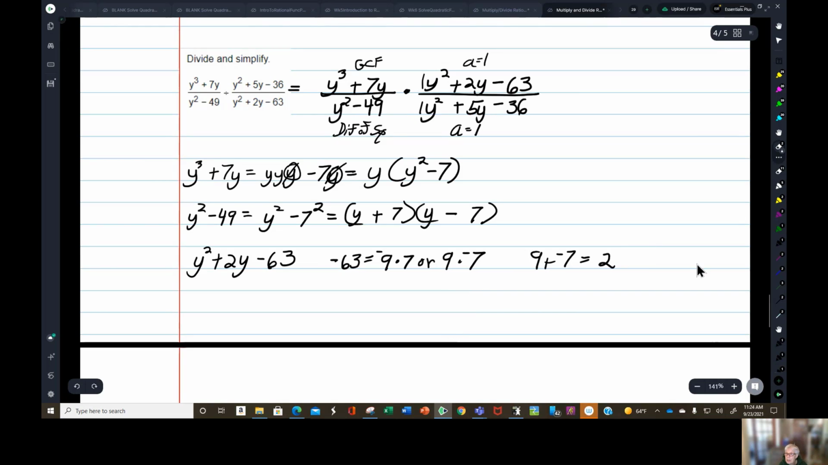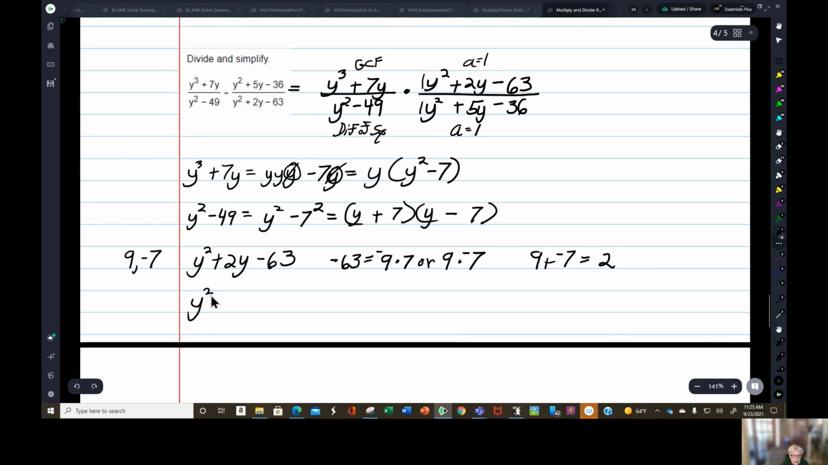There. Okay. So yeah, we're going to factor this. These are the numbers we're going to use: 9 and negative 7. I'm going to write them here. 9 and negative 7.